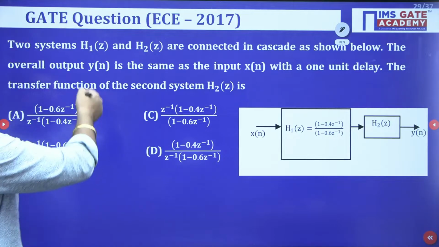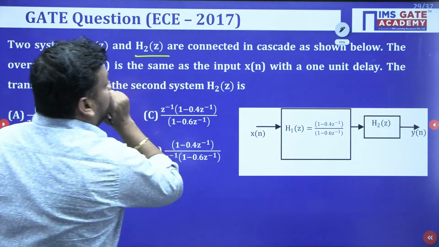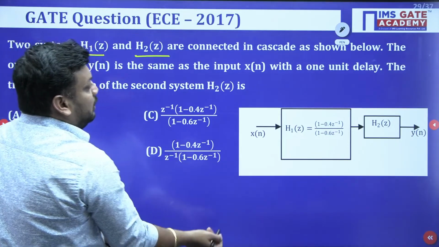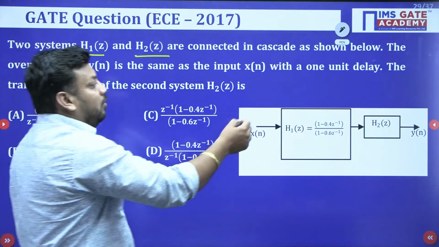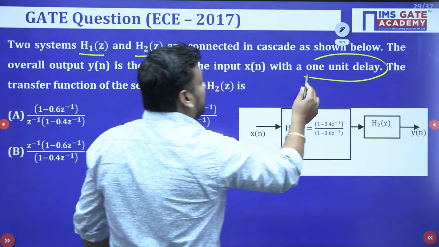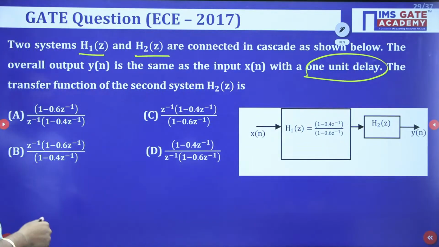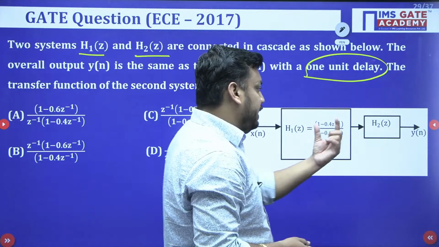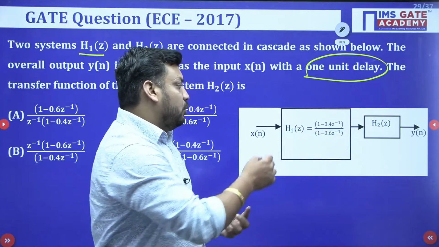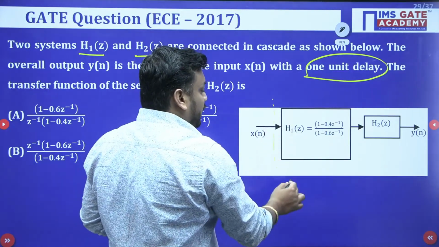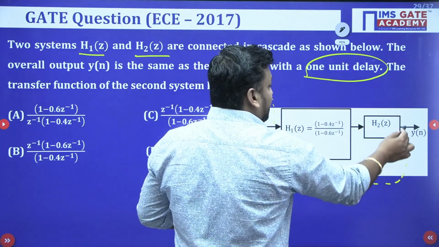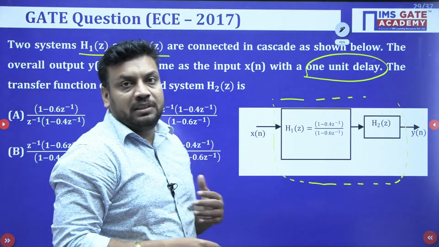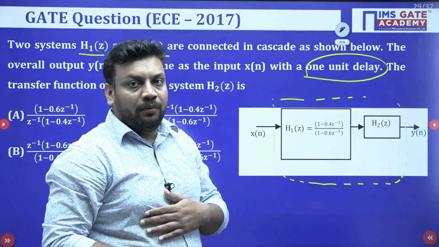Okay, very nice. H1(Z) and H2(Z) are connected in a cascade as shown below. The overall output y[n] is the same as the input x[n] with a 1 unit delay. The transfer function of the second system is? It means, student, you have to decide the H2(Z), because both are in cascade, and we know that whenever two boxes are in cascade, in the time domain we have a convolution, but in the frequency domain, the Z transform itself is a frequency domain.